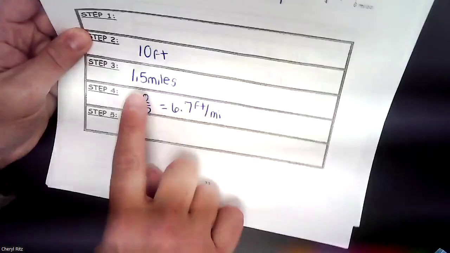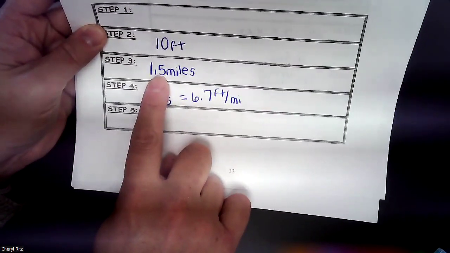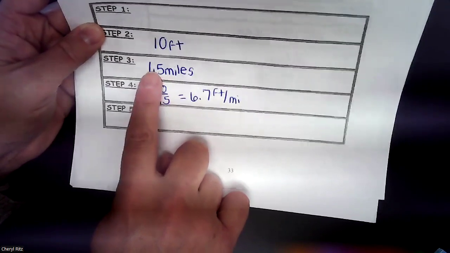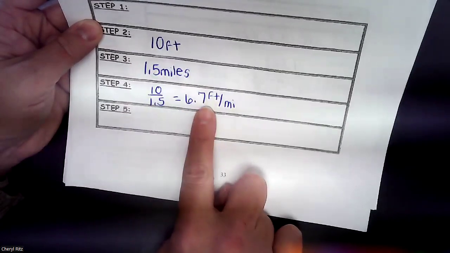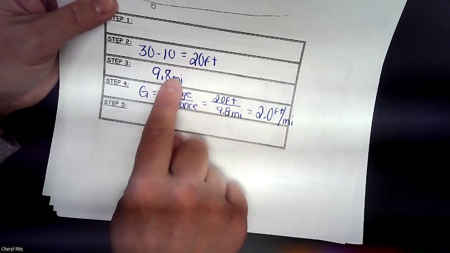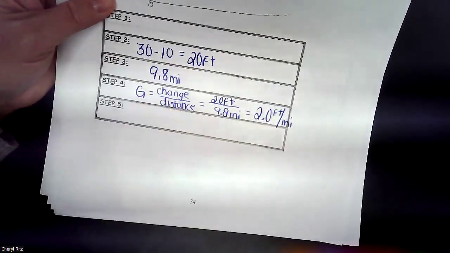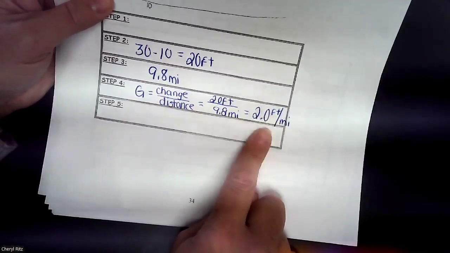On page 33, again, depending on how you estimated step 3 here, I said 1.5, but I saw plenty of other people use different estimates here. Either way is fine. I got 6.7 feet per mile there. And on page 34, I got 2 feet per mile. And again, that was using 9.8 as my miles. So if you did something slightly different here, your answer might be slightly different there. All right, so that's it.